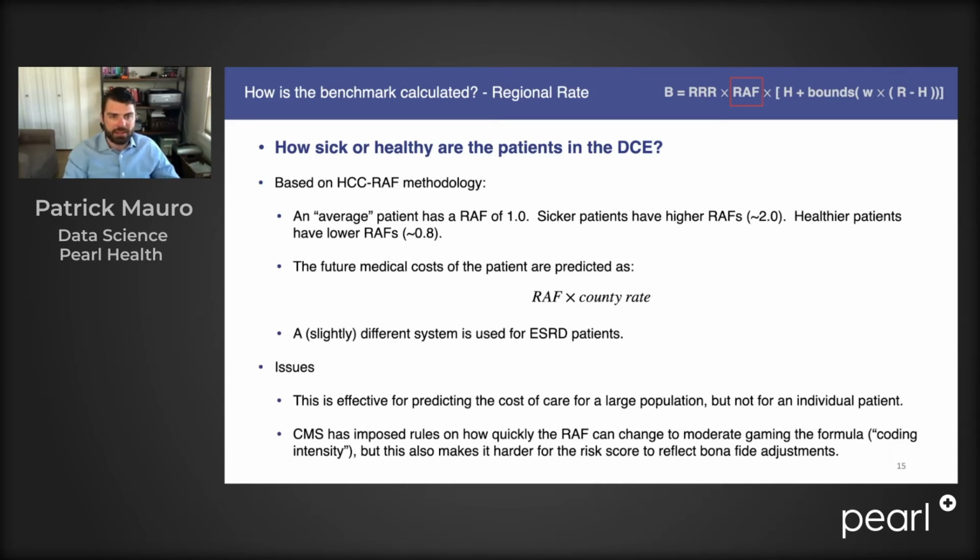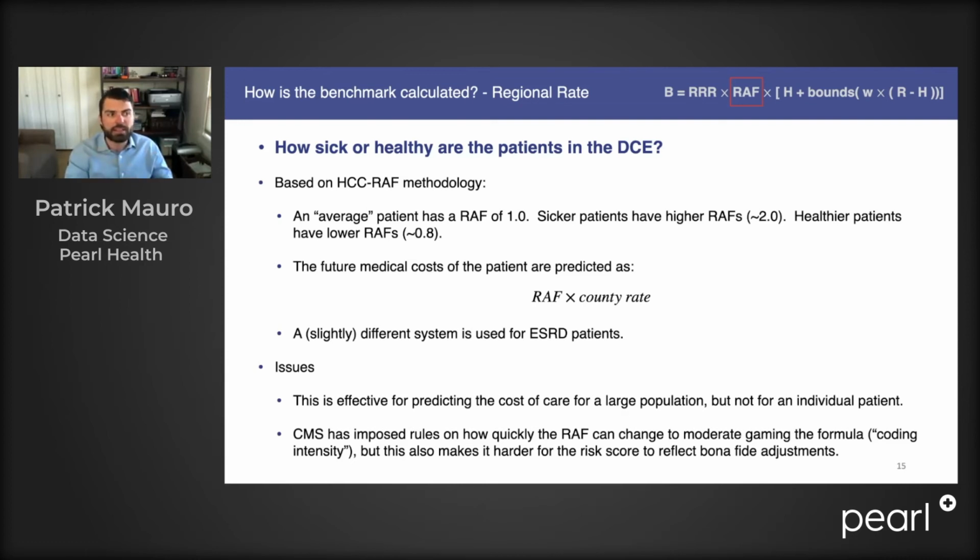In that methodology, the average patient has a risk score of 1.0. Sicker patients have higher RAFs, like 2.0 or more isn't uncommon, and healthy patients have lower RAFs. 0.8 is a number that is good to have in mind. So the way that CMS uses this at a macroeconomic scale is it says that the future medical costs of the patient are just the risk adjustment factor times the county rate. So it looks at the average cost of care in the county in which that patient resides and multiplies it by the risk adjustment factor. And that's how CMS, internally at a large scale, thinks about how much a patient ought to cost.